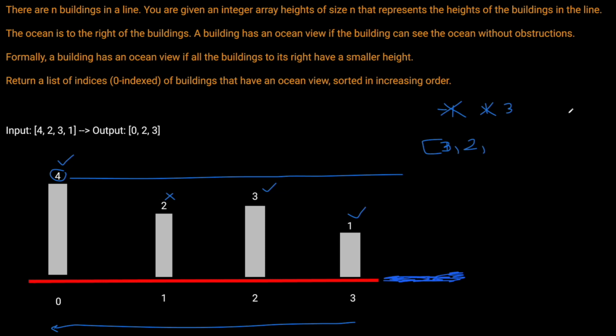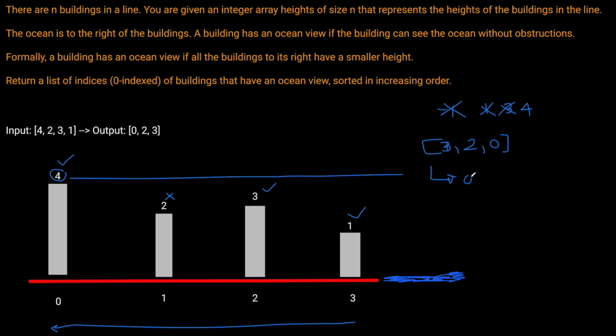So is 2 greater than our maximum, which is 3? No, it's not. That means that this does not have an ocean view, and we simply continue. Then we're going to go to this 4 here, and we're going to see, okay, is 4 greater than the maximum we have so far? Yes, it is. So we can update our new maximum, which is 4, and we can say, okay, what index does this occur at? 0. And at this point, we're actually done because our array is over. And what we need to do now is actually just reverse this.